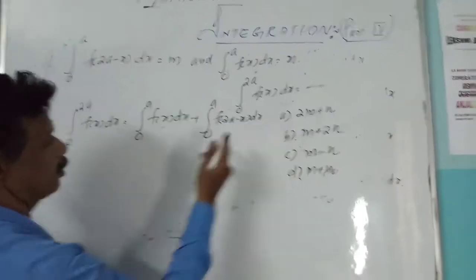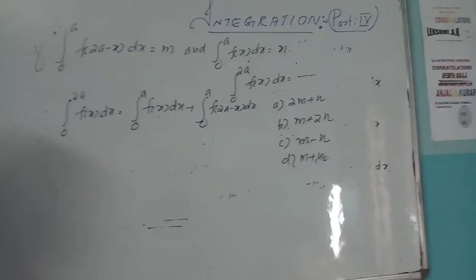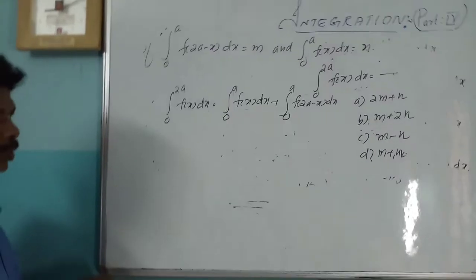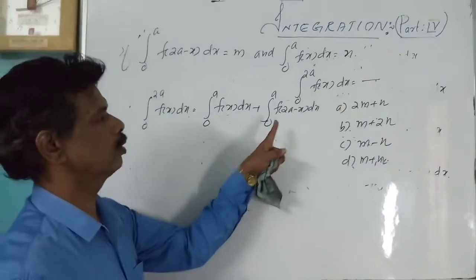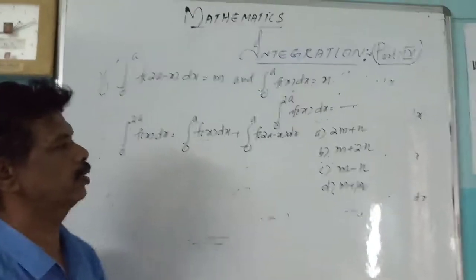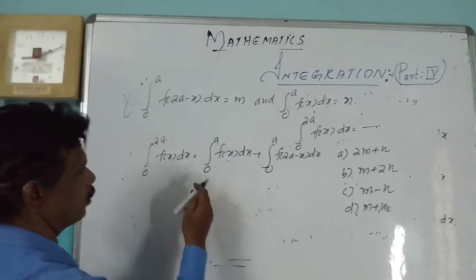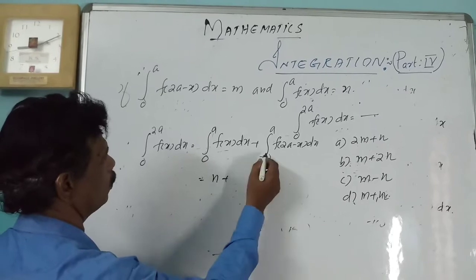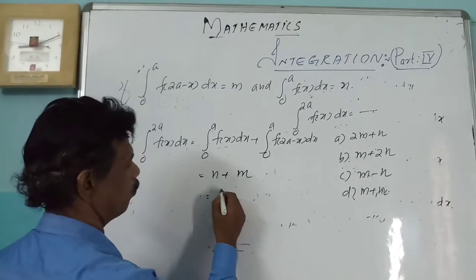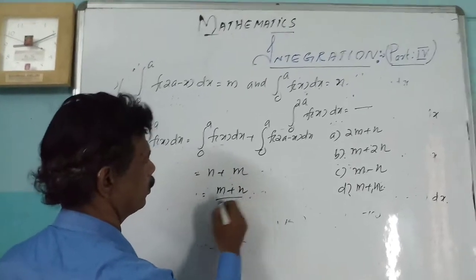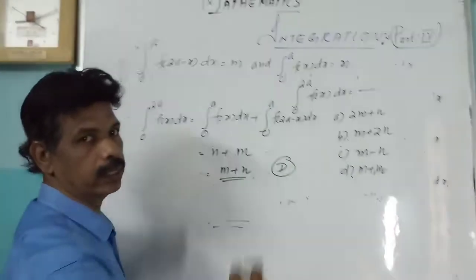This portion is also explained in class. Integral 0 to 2a f of x dx equals integral 0 to a f of x dx plus integral 0 to a f of 2a minus x dx. Integral 0 to a f of x dx equals n, and integral 0 to a f of 2a minus x dx equals m. So the answer is n plus m, or we can write m plus n. Option is D.